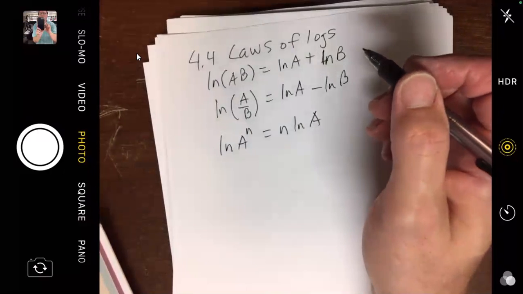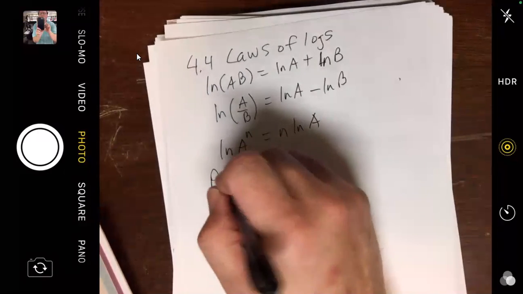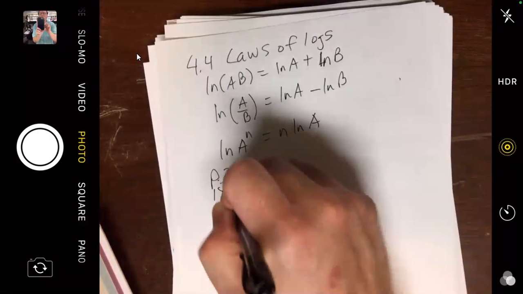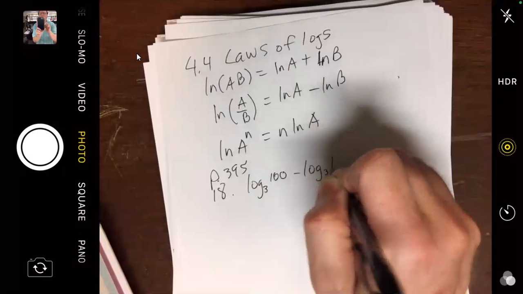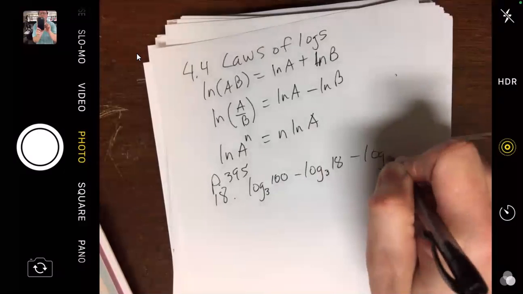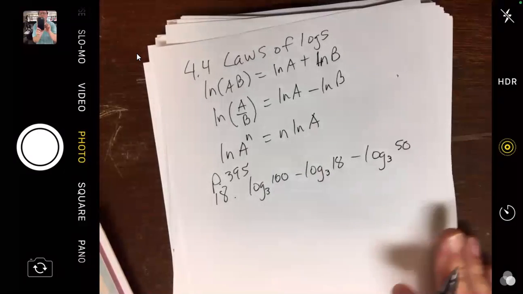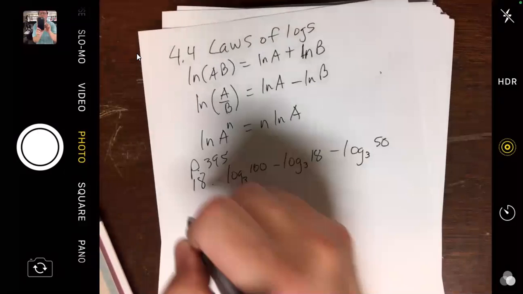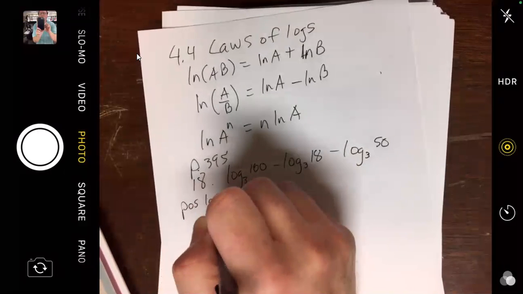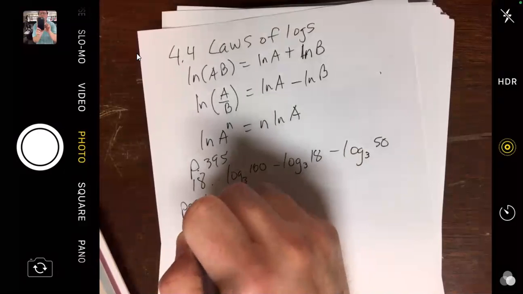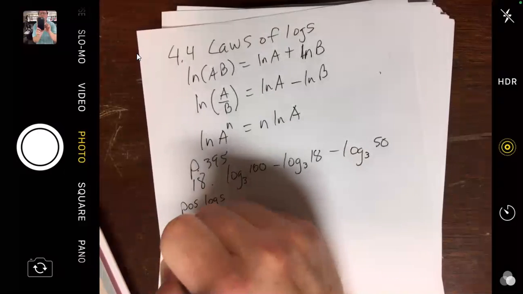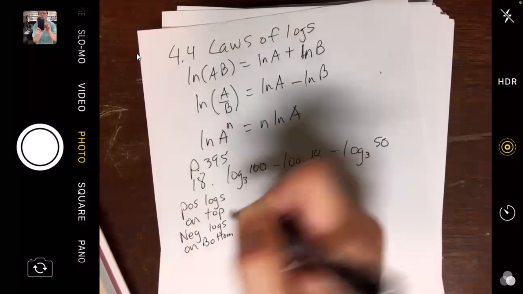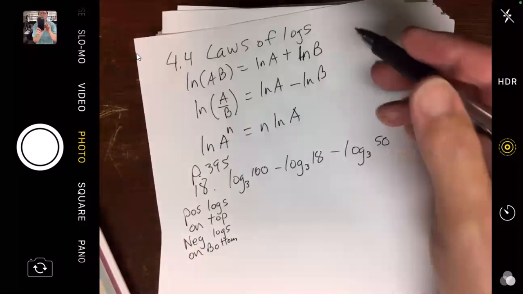Why don't we try one like 18. It's a little long. Page 395, 18. Log base 3 of 100, subtract log base 3 of 18, subtract log base 3 of 50. All right. The scheme pretty much is positive logs on top, negative logs on bottom. That's basically what the first two say.